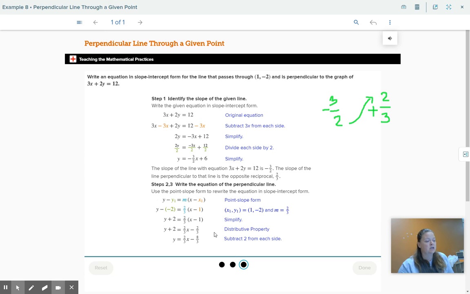And then we're going to subtract 2 from both sides. This is the only part that is a little tricky because you're subtracting a whole number from a fraction. But you can do it. I have faith in you. So y = 2/3x - 8/3. And that is the equation of the line that is perpendicular to 3x + 2y = 12.